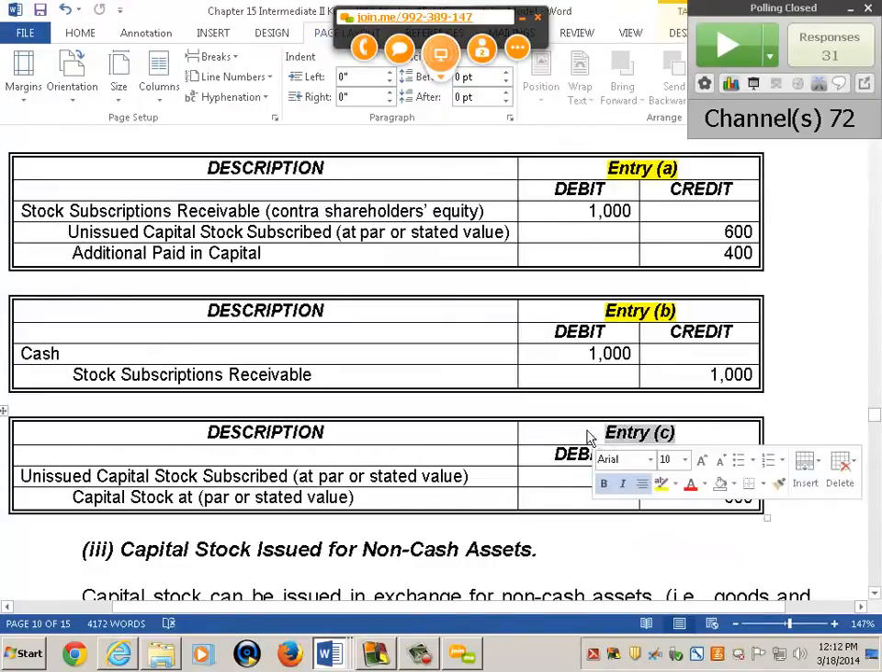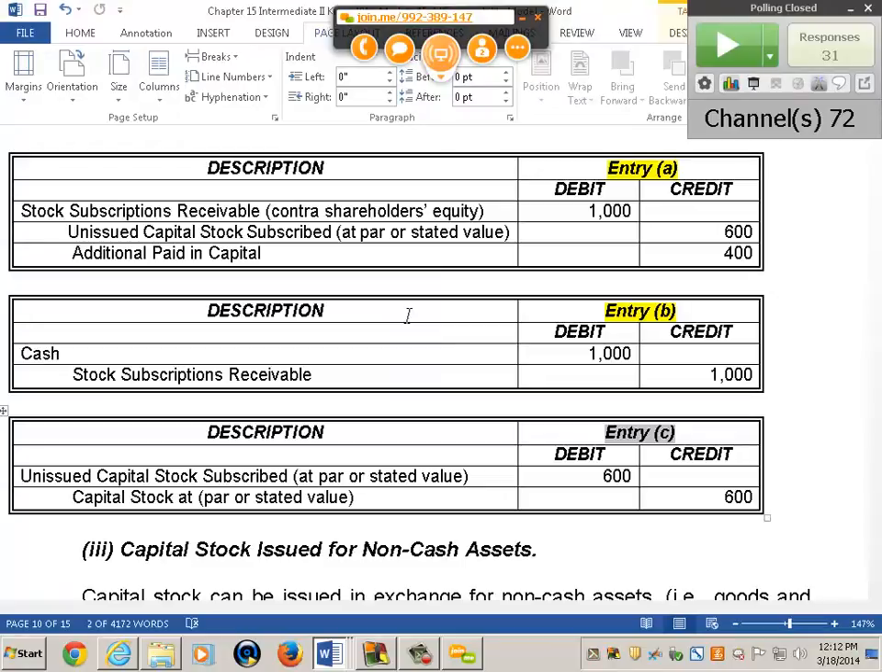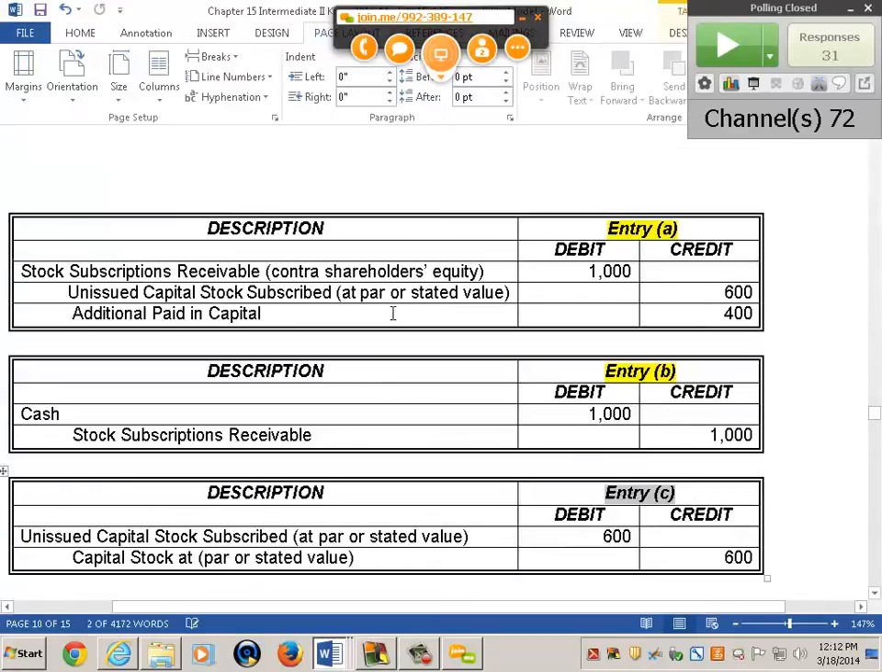You simply reclassify the unissued and put that into the common stock or the capital stock. Now, what I want to do is just give you one more look at this. Move it down just one bit. One more look, and let's look at it with T accounts. And put this over here so you can see it. And this will be at par also.